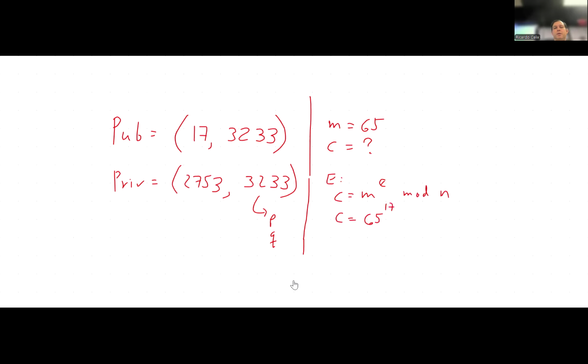Starts to get big, right? Try calculating these things on a calculator. Just try, see what happens. All right, mod N, so N is 3233. And then we have our C, which comes out to, I think, 2790. That's your cipher.